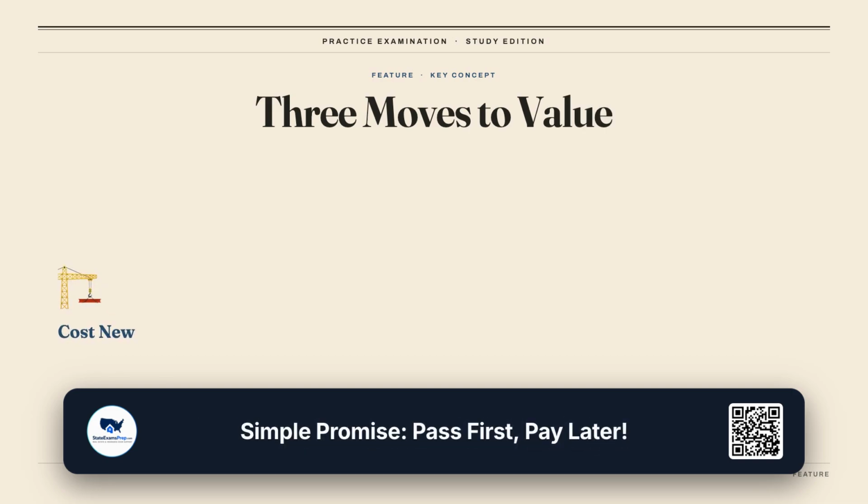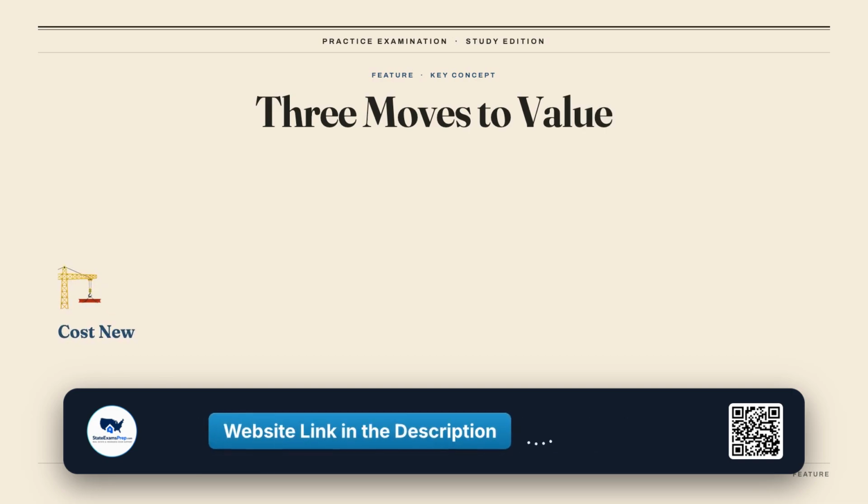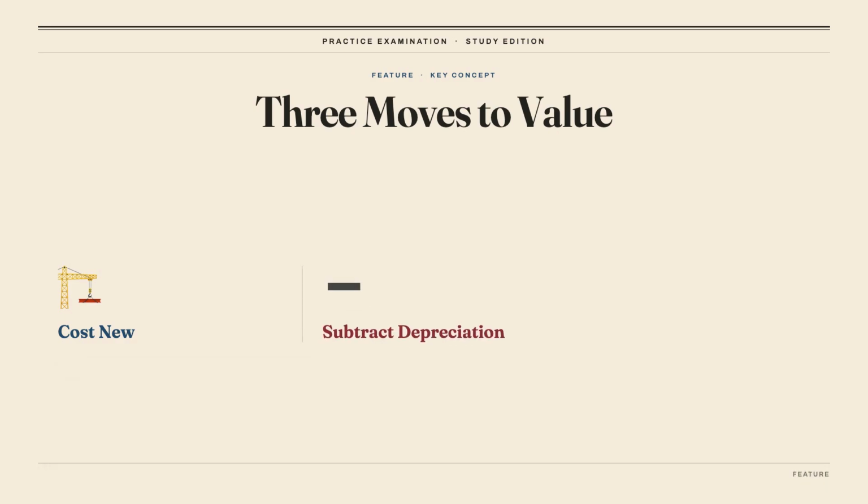The method works in 3 moves. Estimate the cost to build the improvements today, subtract accrued depreciation for age and wear, then add the land value as if vacant. The sum is the indicated value, since a buyer would pay no more than the cost of an equivalent site and building.